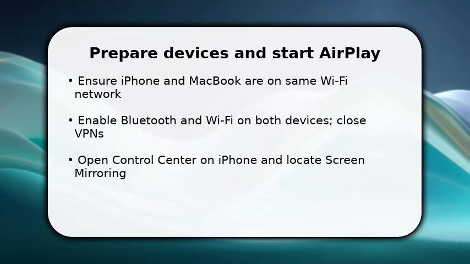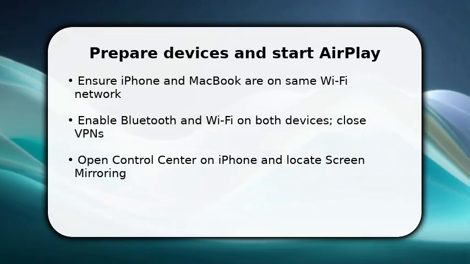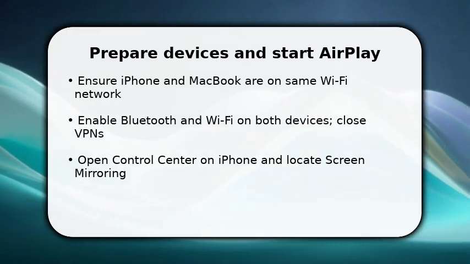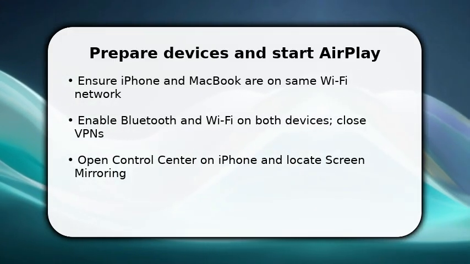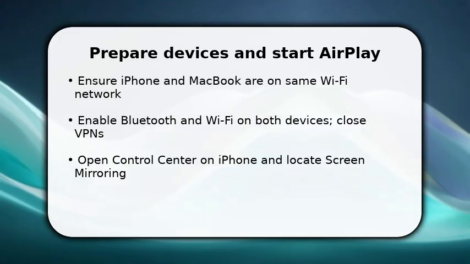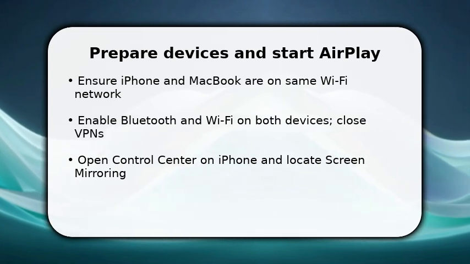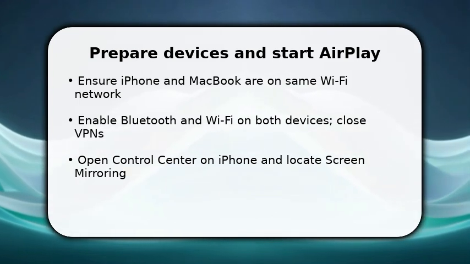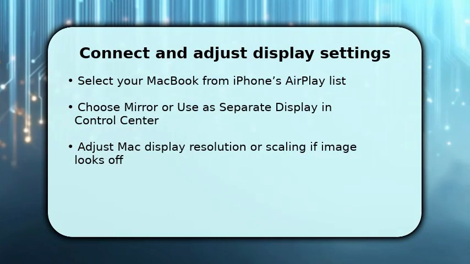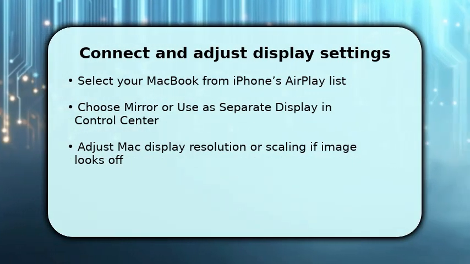Once done, on your iPhone swipe or pull down Control Center, tap Screen Mirroring, and wait a moment for the MacBook name to appear. You're initiating the connection now so the Mac can accept the incoming stream. You tap the MacBook name to connect. The iPhone sends a handshake, and the Mac either prompts to allow the session or accepts automatically.